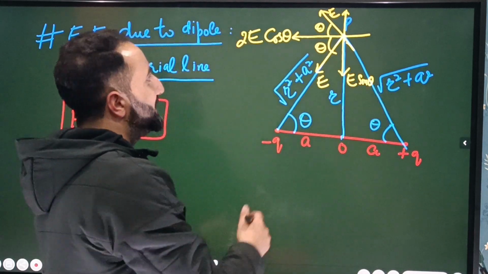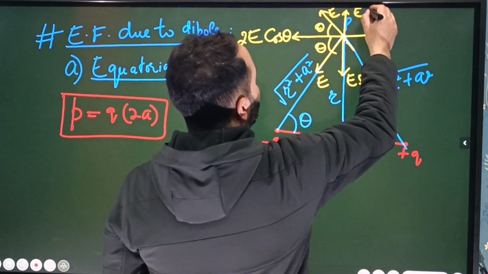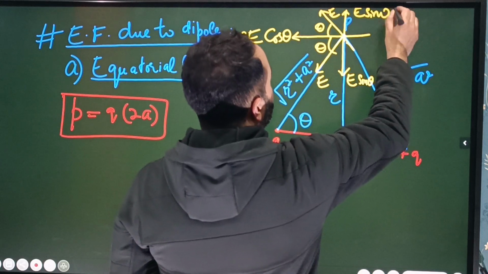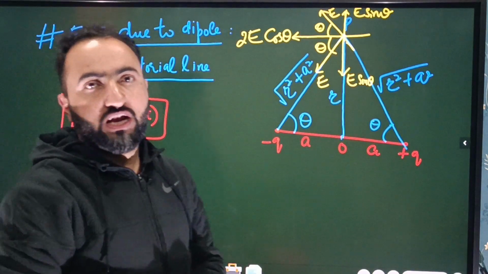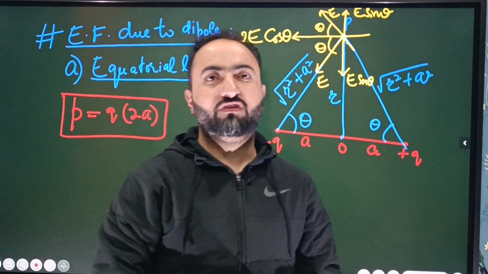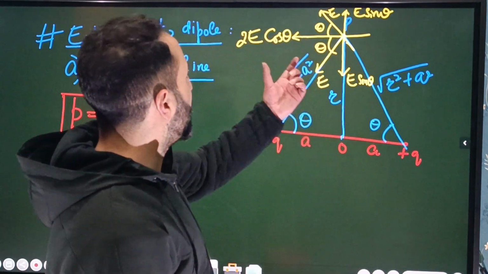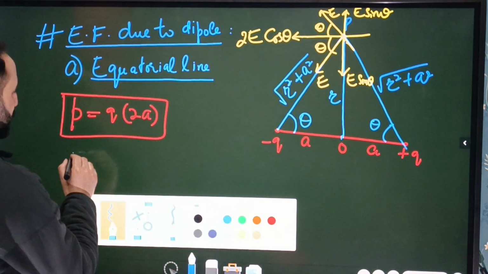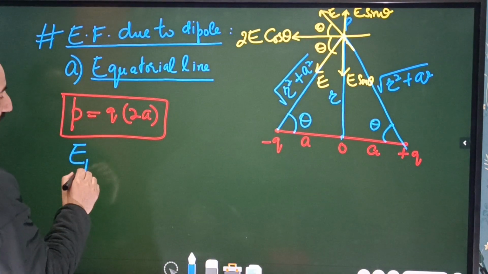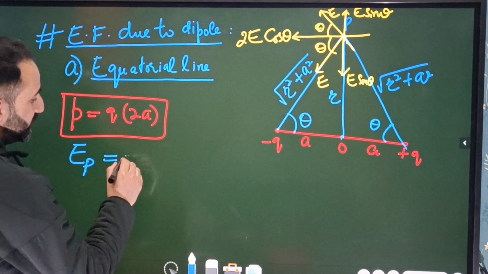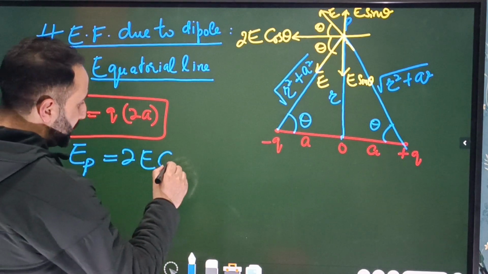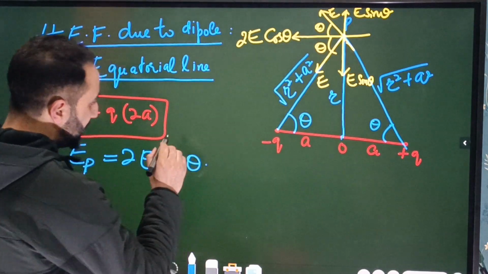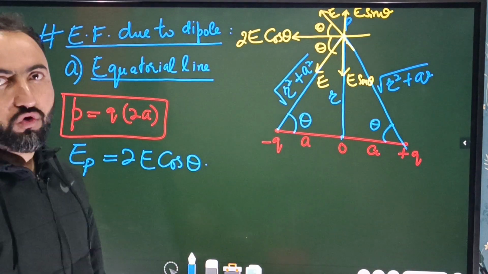Now you see that this E sin theta is going to cancel with this E sin theta. The 2 E sin thetas will cancel, and we are left with E cos theta plus E cos theta, which is 2 times E cos theta. So the electrostatic field, let me write it down here. What is the electrostatic field at the point P now? It will be simply equal to 2 times E multiplied by cos theta.